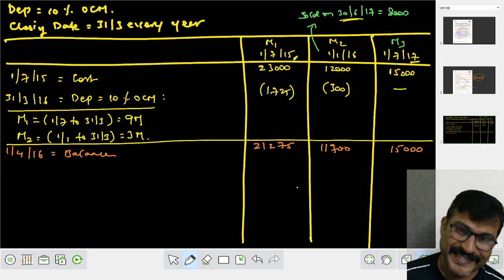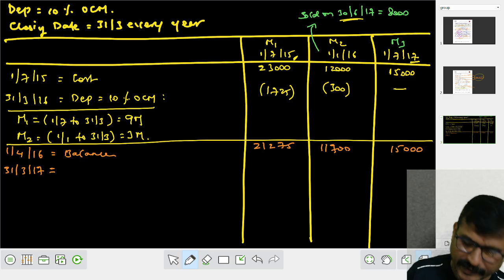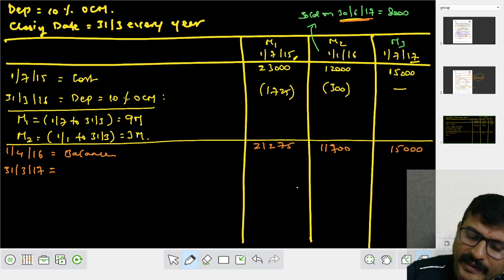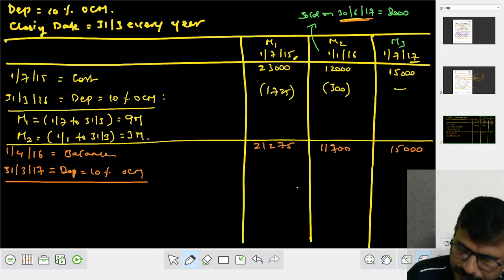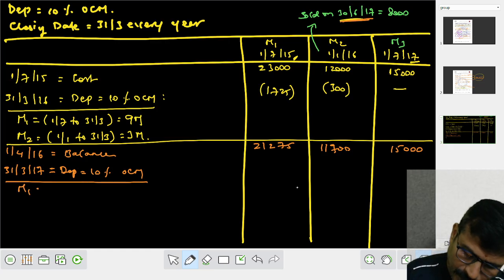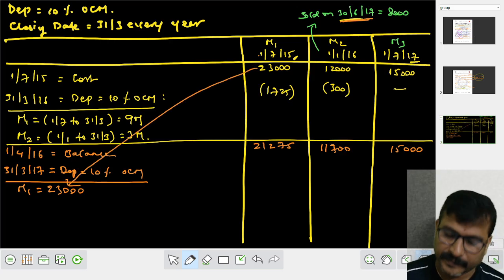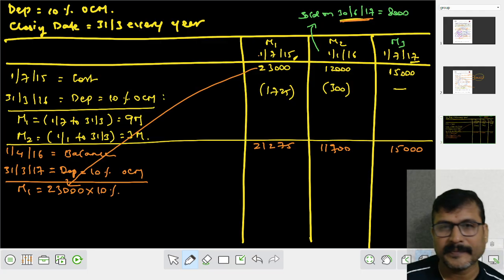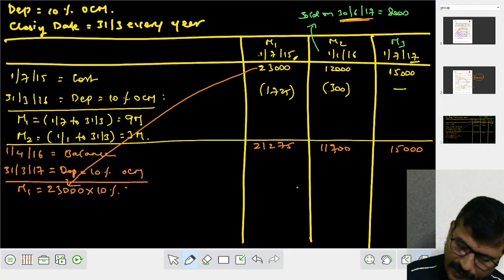Now, it is on April 16, right? The closing date is on 31st March 17. Here M3 is purchased on July 17, which means in the next financial year. What to write? Depreciation 10% OCM. Now M1. What is the OCM of M1? 23,000. Please remember OCM of M1 is 23,000. Into what percent? 10%. It is for the full 1 year, right? Because it is an old machinery, so you can do it for 1 year, means 12 months by 12 months.